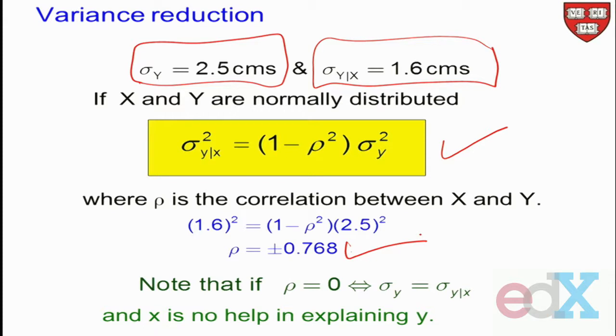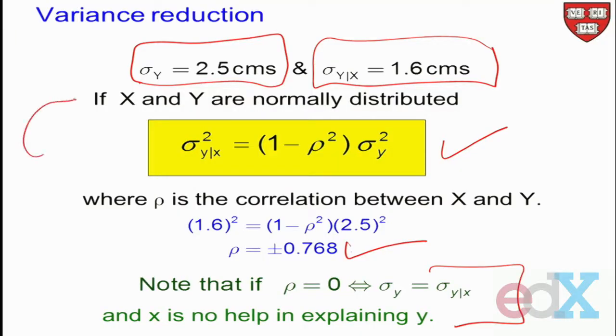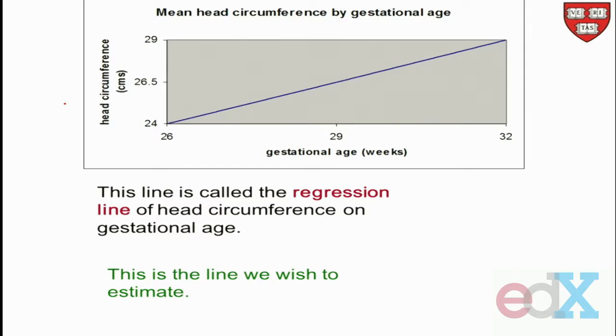Now remember this, also this one: if they're uncorrelated, then x is no help in explaining y in terms of linear regression when x and y are normally distributed. Remember this, because that's a very important assumption, that x and y are normally distributed. Now, this line is called the regression line of head circumference on gestational age. This is the line that we eventually want to estimate.